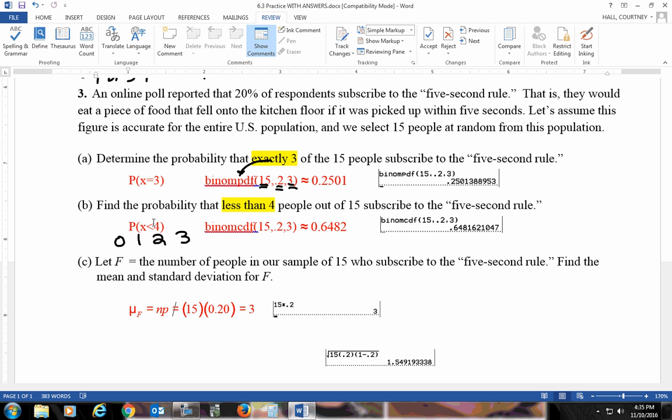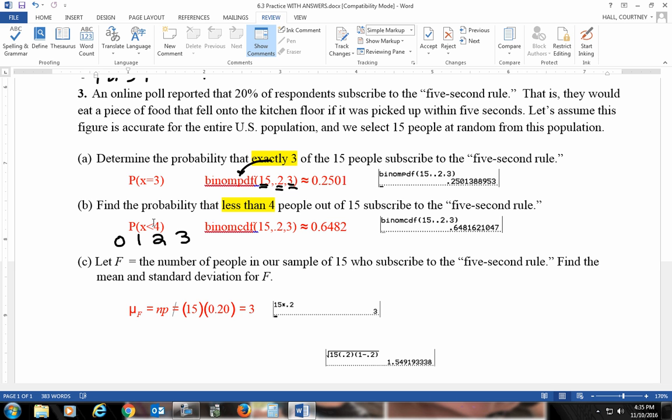Okay, so on your calculator, you'll do the binom CDF. 15 for the trials, 0.2 for the probability of success, and then 3 as your x value. And it ends up giving you 0.6482, so about 65% of the time. Okay. Part C, let F equal the number of people in our sample of 15 who subscribe to the 5-second rule. Find the mean and the standard deviation of F.